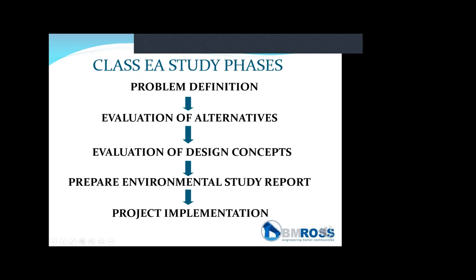This slide illustrates the steps or phases in the Class EA process. The first is the identification of the problem. Why are you doing the project? What is the problem you're trying to resolve? Then you evaluate the alternatives. Once you identify a problem, a series of alternatives are identified to address that problem. These alternatives are then systematically evaluated to determine what impacts might result from their implementation.